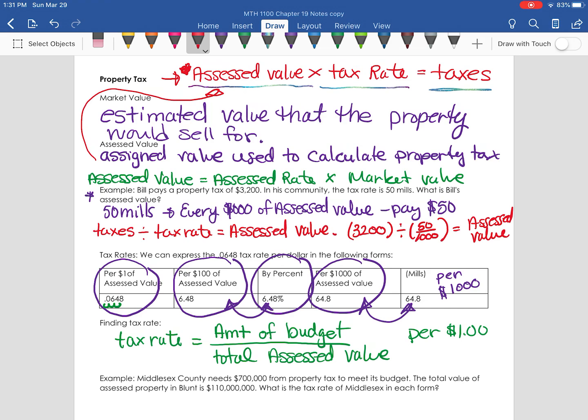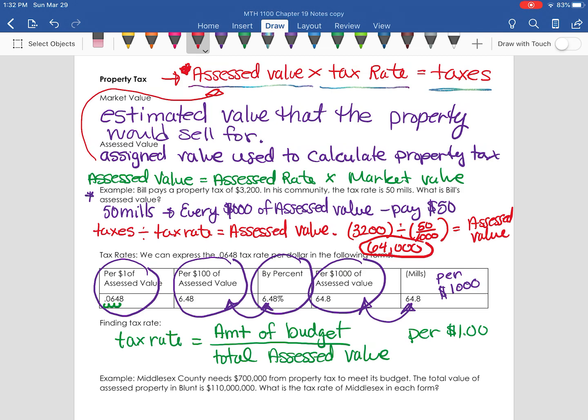So on the calculator, I'm going to put 3,200 divided by, now in parentheses, I need to put 50 divided by 1,000. I need to make sure that I put parentheses around the 50 divided by 1,000 so that my calculator does order of operations correctly. When we do that, we find that our assessed value is $64,000.